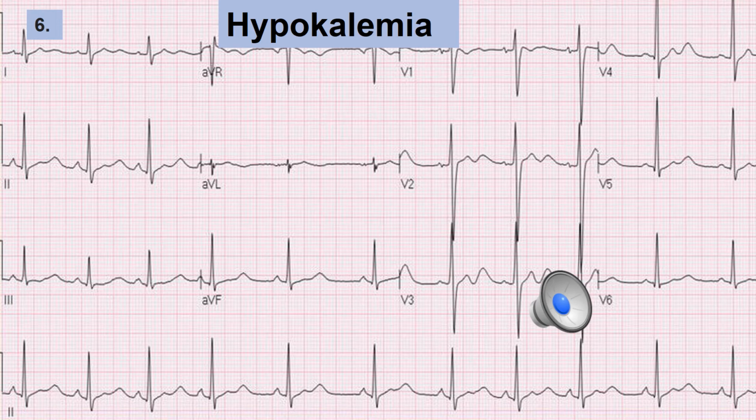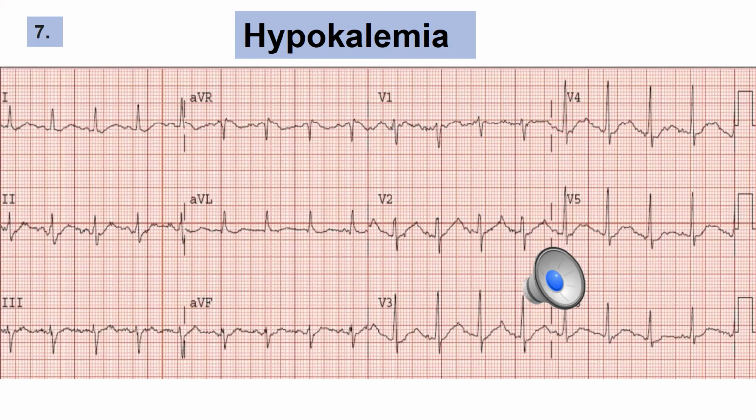You can also really see here, this is a good example of that U wave. So we can see it definitely in lead 2, but if we look at V4 and V5, we can really see it very well, that exaggerated T wave that then turns into the U wave as well. So number 6 is hypokalemia.